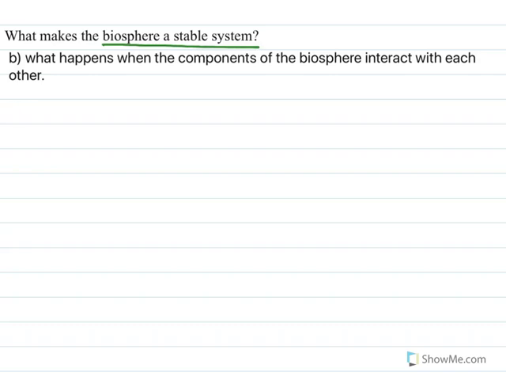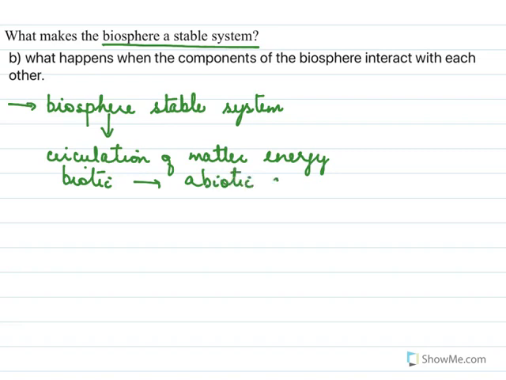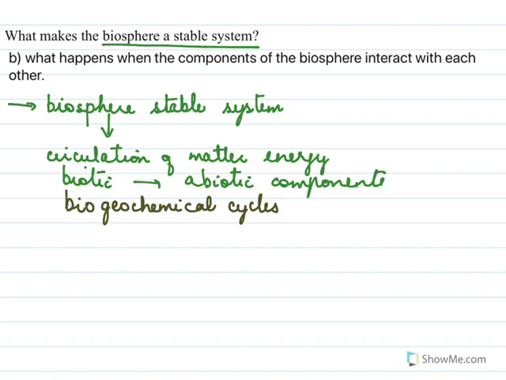What makes the biosphere a stable system? Here the biosphere, due to the constant circulation of matter and energy between the biotic and abiotic components. The constant circulation of matter and energy between the biotic and abiotic makes the biosphere a stable system. Basically here we're talking about the biogeochemical cycles. These biogeochemical cycles make the biosphere stable.